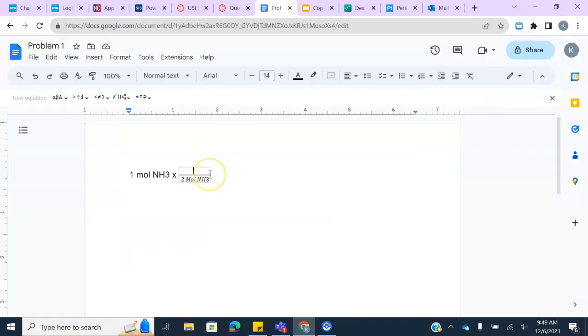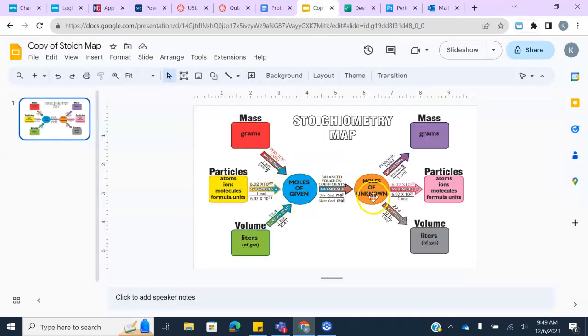So I'm going to put 3 moles of hydrogen on the top. All right, so now we can see that our moles of ammonia are going to eliminate and we're going to be left with moles of hydrogen gas. We have done that first conversion. We've gone from our moles of our given to our moles of our unknown.